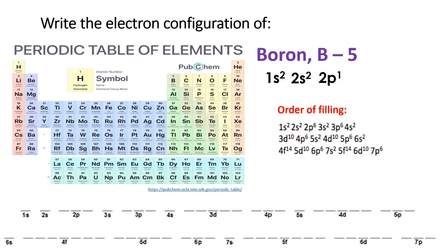Orbital notation is another way of writing electron configuration to provide more specific information about the electrons in an atom of an element. In doing orbital notation, fill each orbital with arrows following the Pauli exclusion principle and Hund's rule. This is the orbital notation for boron. We'll have 1s2, 2s2, 2p1.